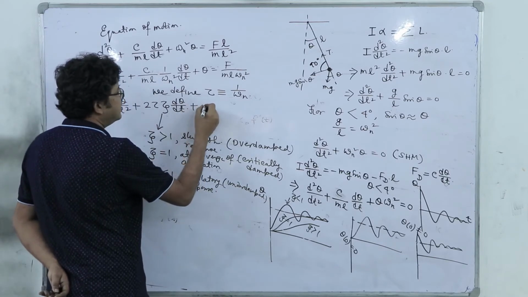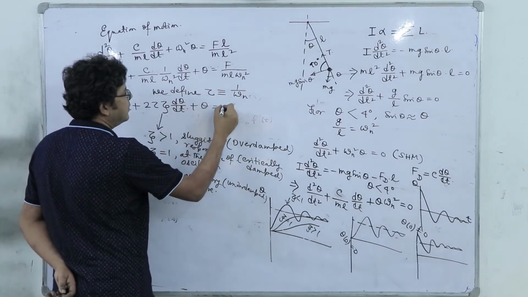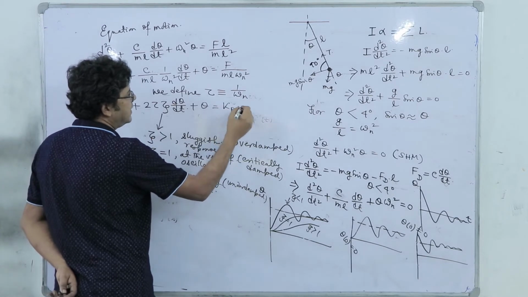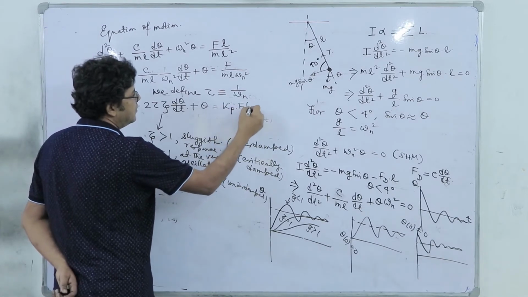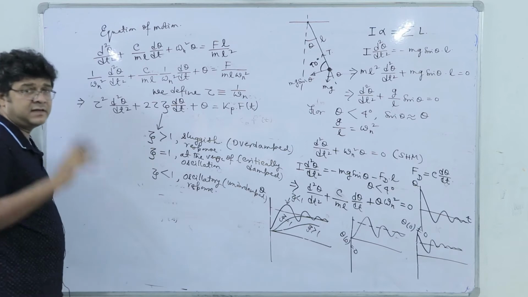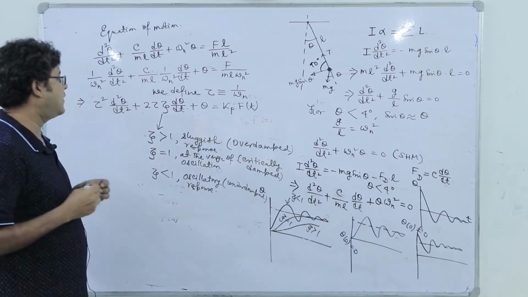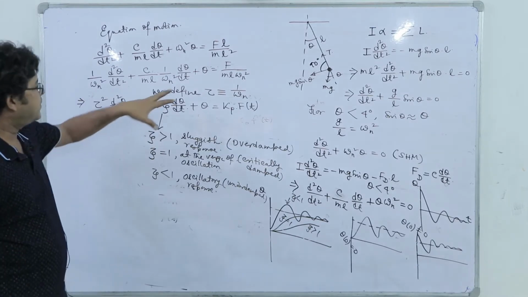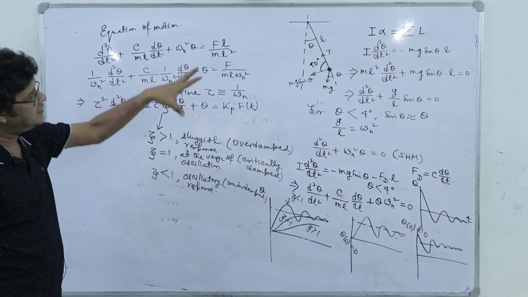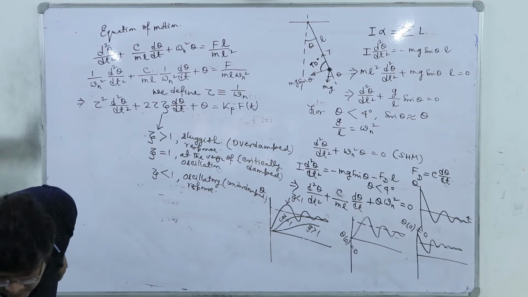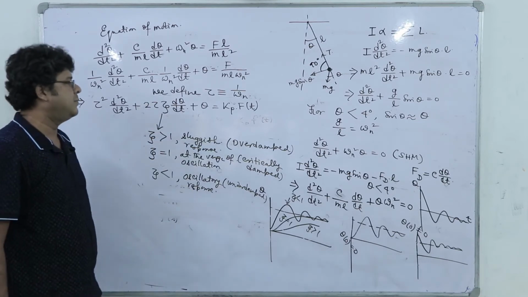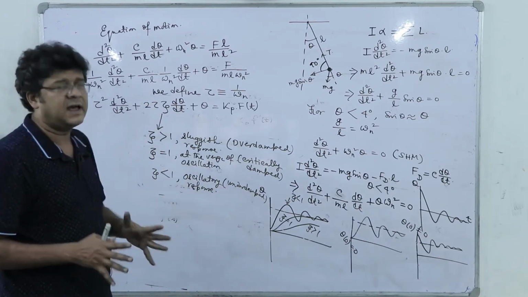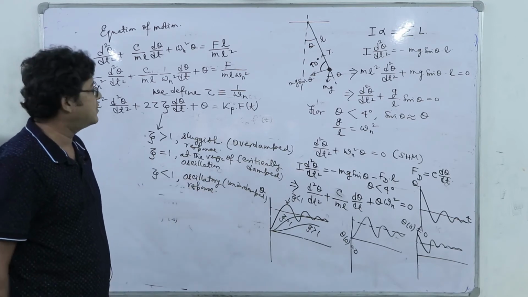Plus this theta is equal to some constant, which is the static gain, times F(t). F(t) is the external forcing function, and in a sense it is the input. So you see that whenever we generalize this equation of the pendulum, we get the typical second order behavior. So the pendulum is a baseline system to understand the second order system, right?